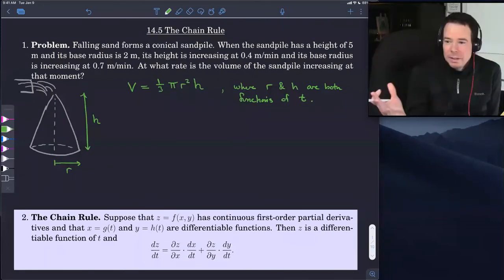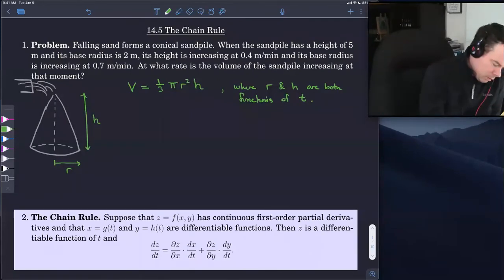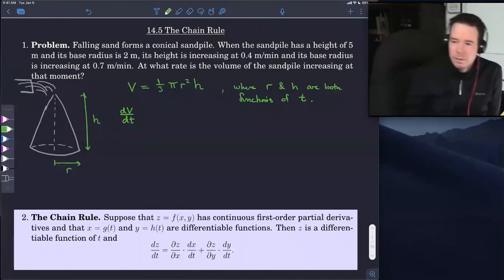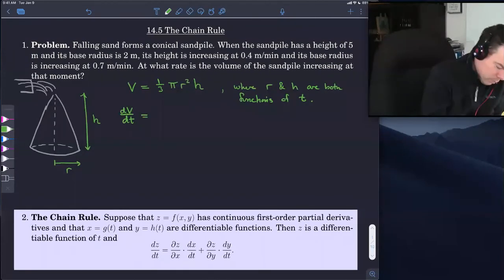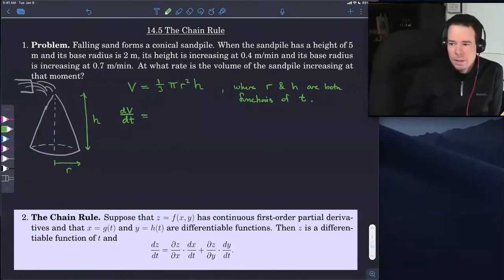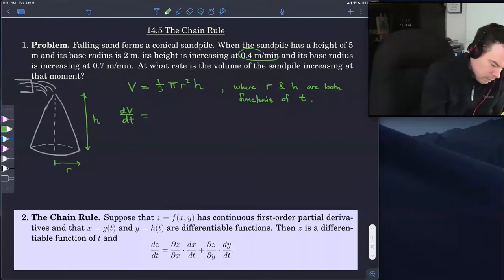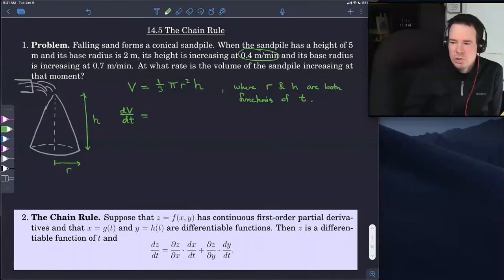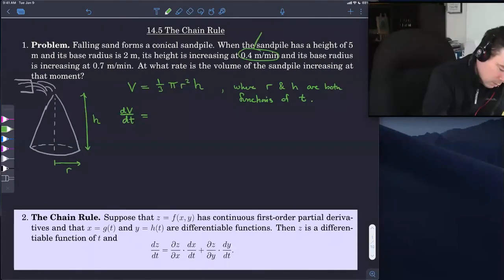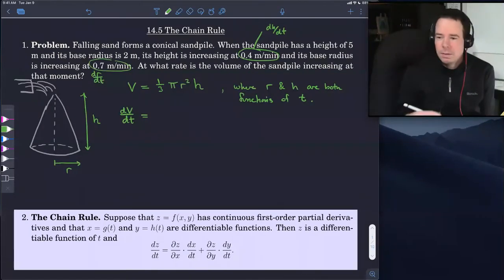So how do we do it in calculus 1? Well, we're interested in dV/dt. The way I would get dV/dt in terms of the things that I know: this number here is 0.4. That's how the height is changing, so that's dh/dt. And then I have this other number here, that's dr/dt. So how do I get the change in the volume?